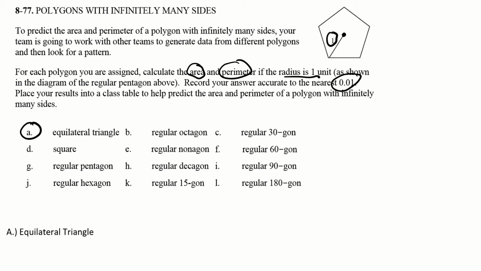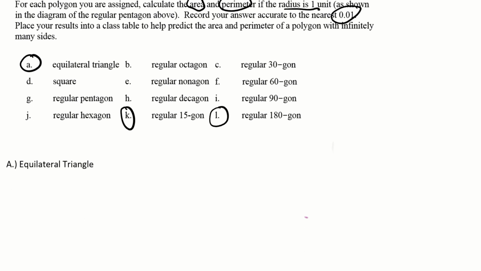I'm going to find the area and perimeter of the equilateral triangle using our regular polygon method, and then I'm going to find the area of a regular 15-gon and a regular 180-gon. So starting with finding the area of an equilateral triangle, remember our equilateral triangle has three equal sides.